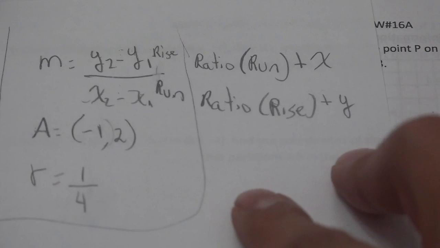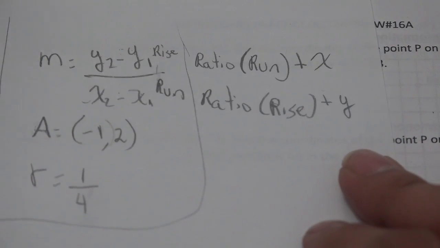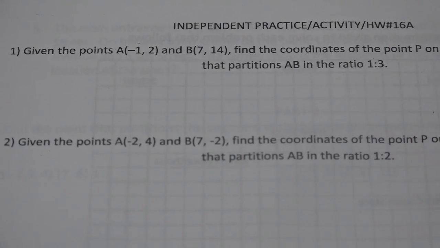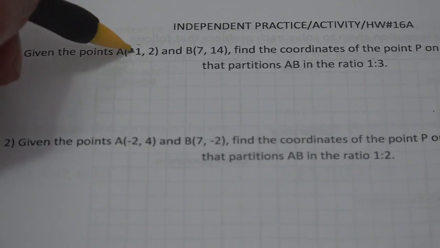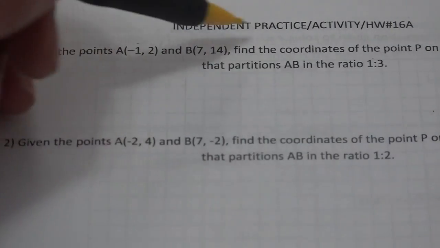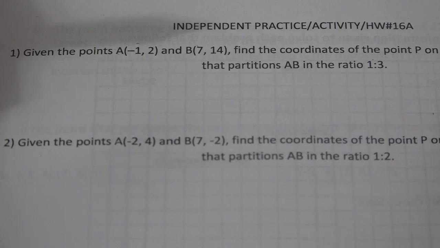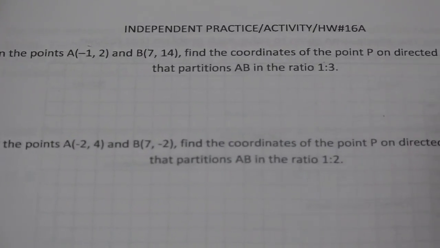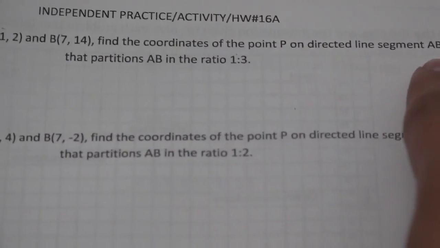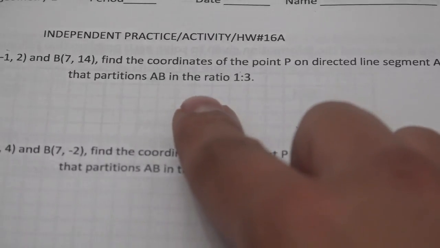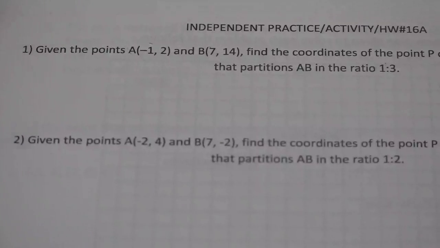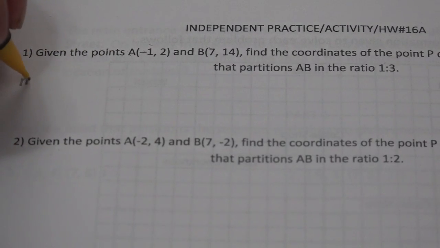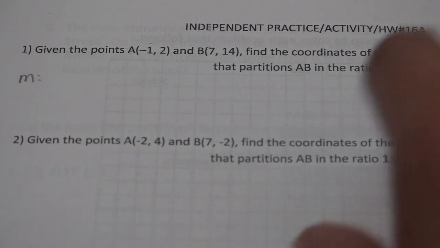So this is the format we're going to follow. Let's see if we can do enough practice so we can become fluent in this. We have the points A and B, and we need to find the coordinates of P on the directed line segment AB such that it partitions AB in the ratio 1 to 3. So what do I need? I need the slope. What is slope? y2 minus y1.